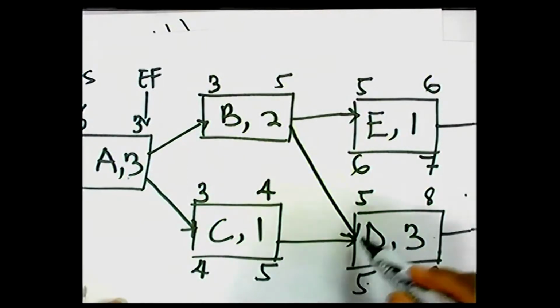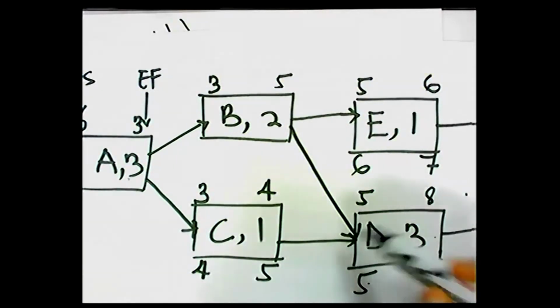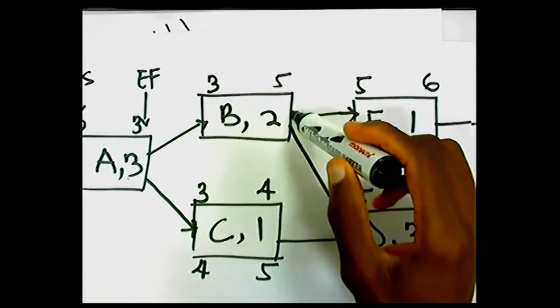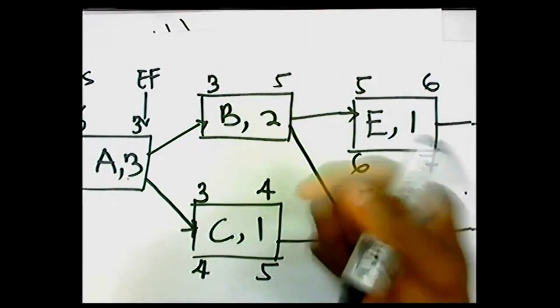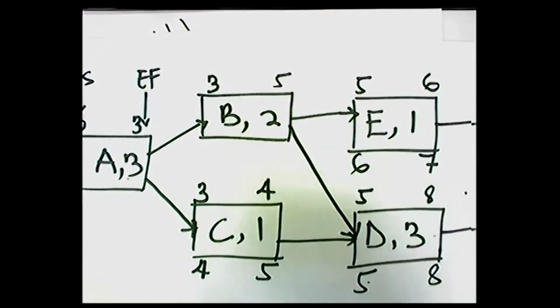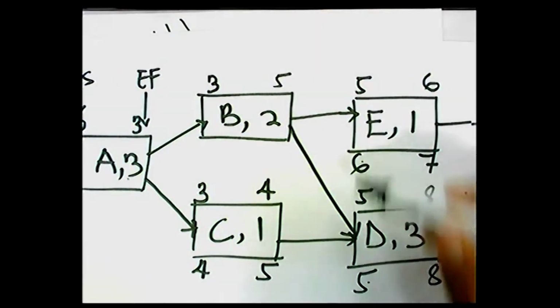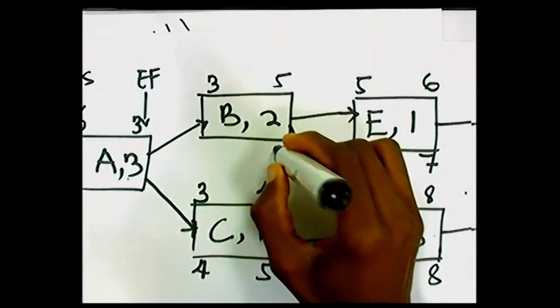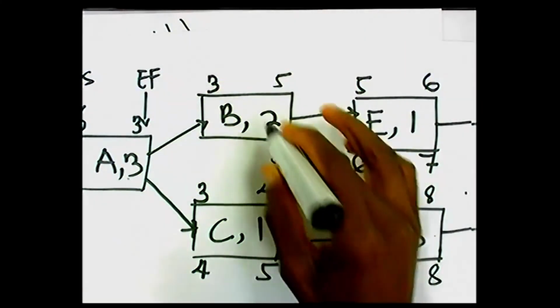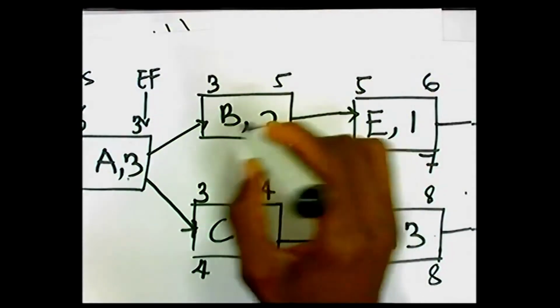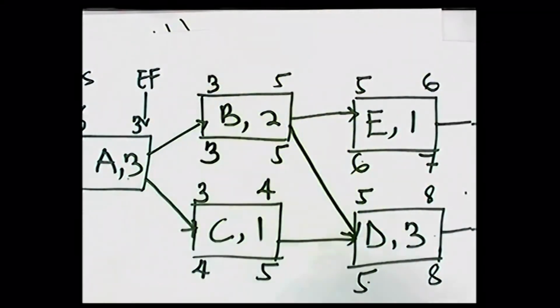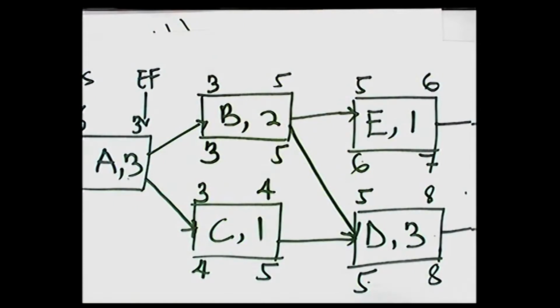So here, when you're doing the backward pass and you have 2 or more activities coming into one activity, then you pick your latest finish time from the activity with the least latest start time. So here, this is 6 and this is 5. We'll pick 5. So 5 minus 2, what we're going to have here is 3. So we are almost there.